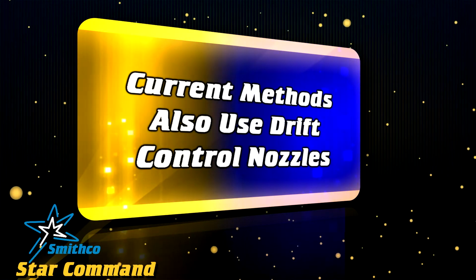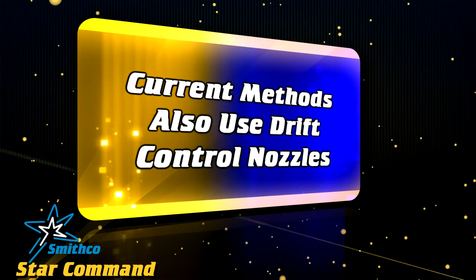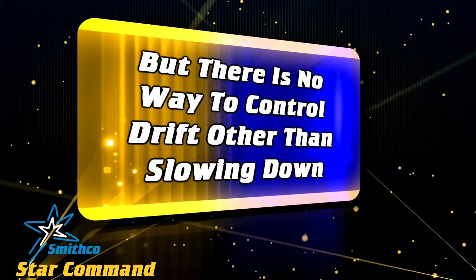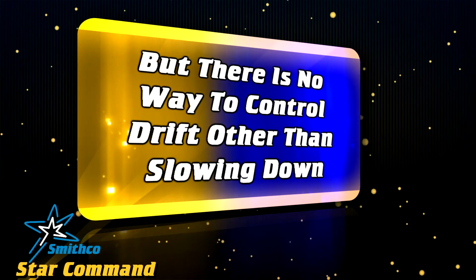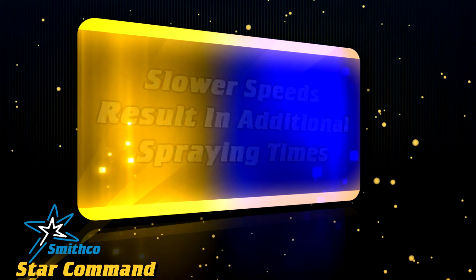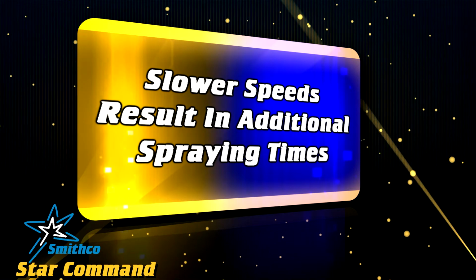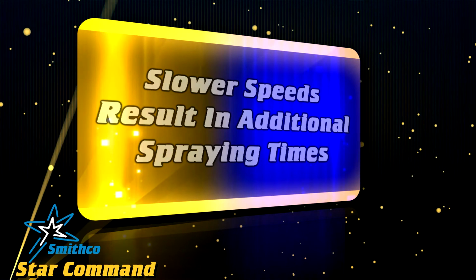Current methods of turf application also use drift reduction nozzles to control drift, but there's no further way to reduce drift other than by slowing down to reduce the application pressure. Slower speeds result in additional spraying time.